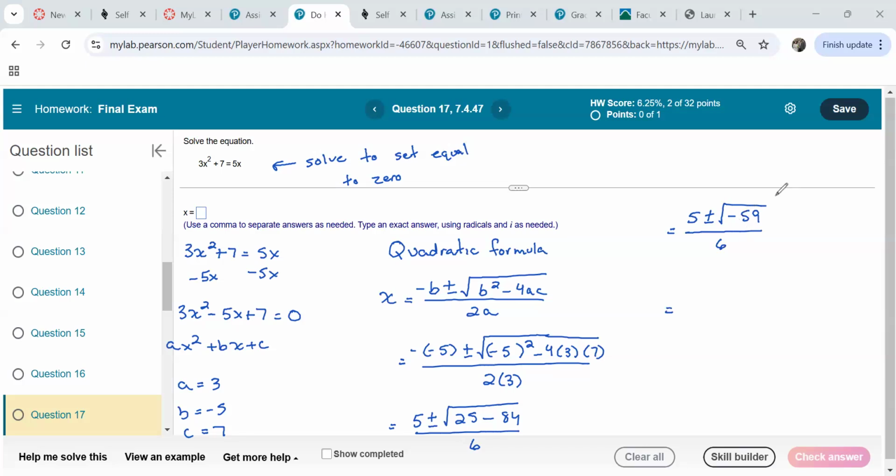So remember that you can't do a square root of a negative number, so I do have to rewrite this. So that's 5 plus or minus, we can say i square root of 59. So we can just pull that i out, that negative as an i over 6. And that would be my solution. So this one has a complex solution.